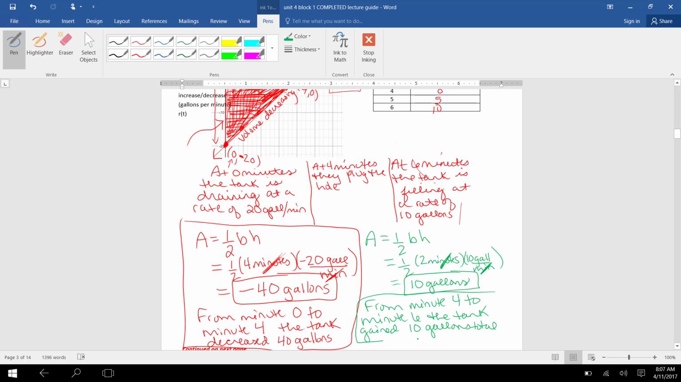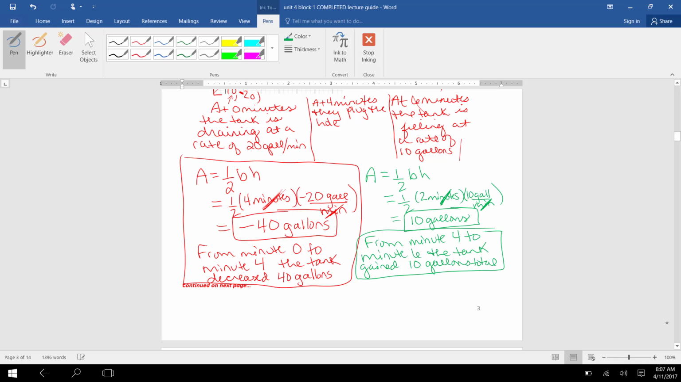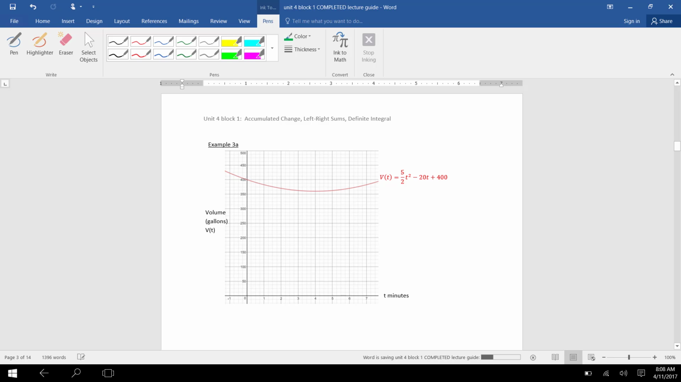So first the tank lost 40 gallons, then the tank gained 10 gallons. Overall, since it lost 40 and then gained 10, from minute 0 to minute 6, it lost 30 gallons. So this was all information we gathered from the rate function. We didn't actually have the volume function itself. But if you go to the next page, you will find that I have an example volume function given here.